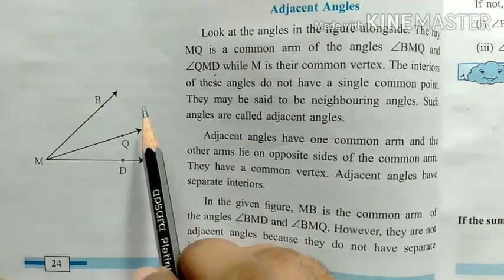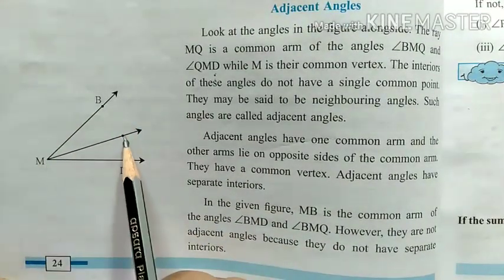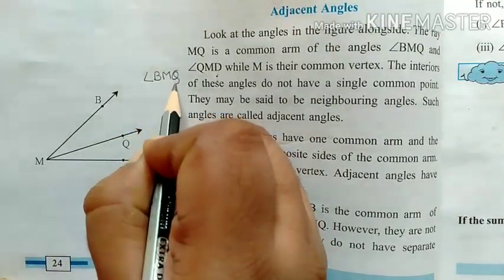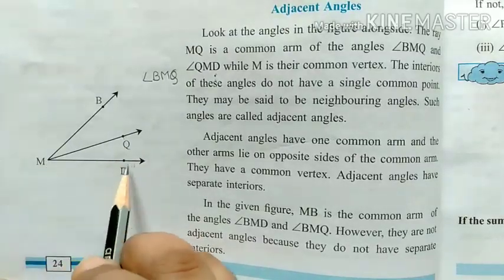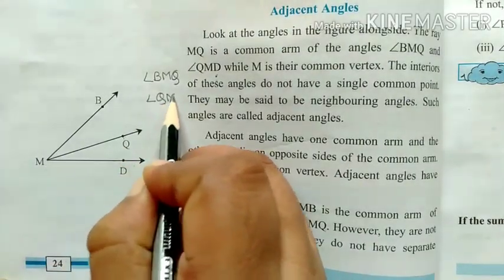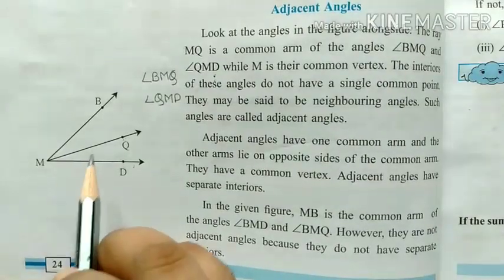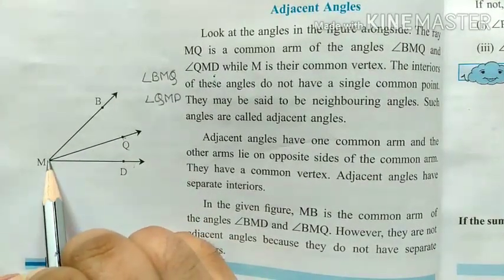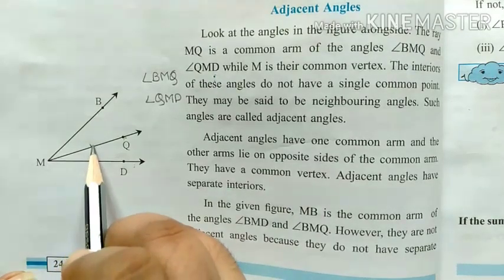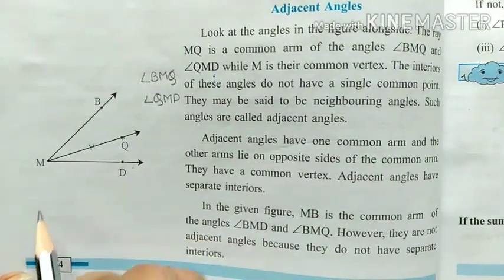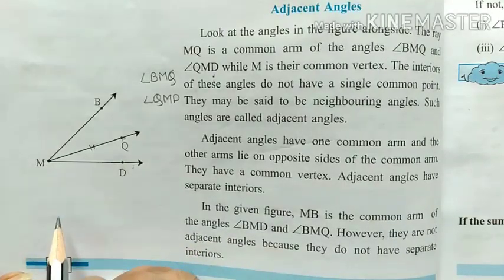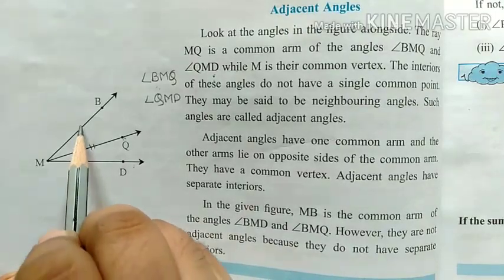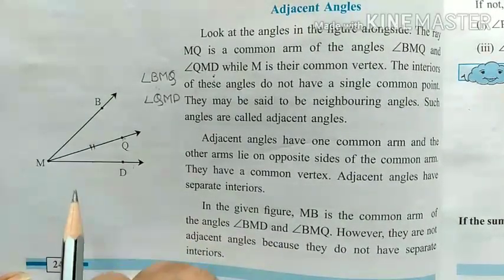Observe this figure carefully. Angle BMQ and angle QMD. Which is the common ray? Common arm, MQ is the common arm. The first condition is satisfied. Second condition, M is the common vertex for both angles. Third condition, the remaining arm is opposite of the common arm.